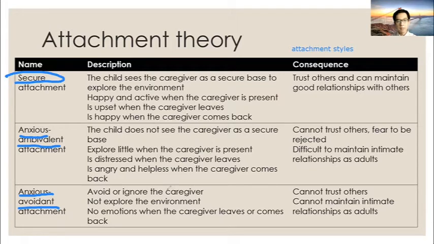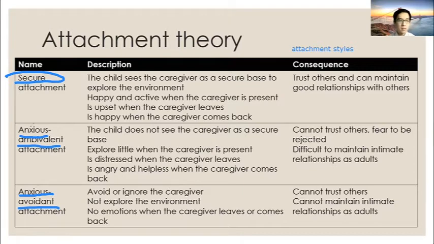They do not have a sense of security. So for this kind of babies, when they grow up, they cannot trust others. Maybe it's worse than an anxious ambivalent attachment baby. So they cannot trust others because they do not have the experience of building trust with others. In the blueprint of their relationship patterns, there's no trust, there's no secure base, there's no attachment, there's no emotional bond. So they cannot maintain good relationships with others.